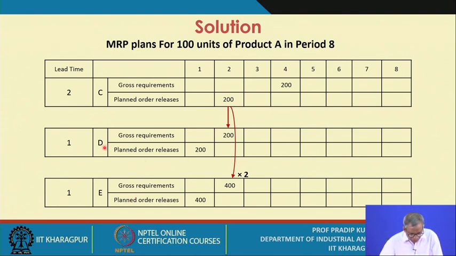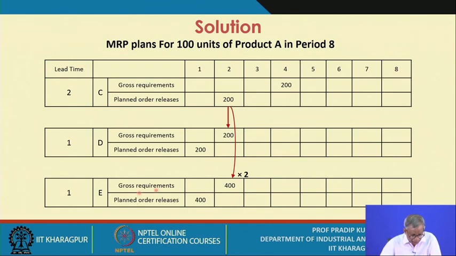So now to produce 1 unit of C, you require 1 unit of D and 2 units of E. That is as per the bill of materials. So for the 200 units of C, you require 200 units of D. That is the gross requirement. And what is the lead time? Lead time is 1 week. Hence, there will be a planned order release during the first week or the first time period.